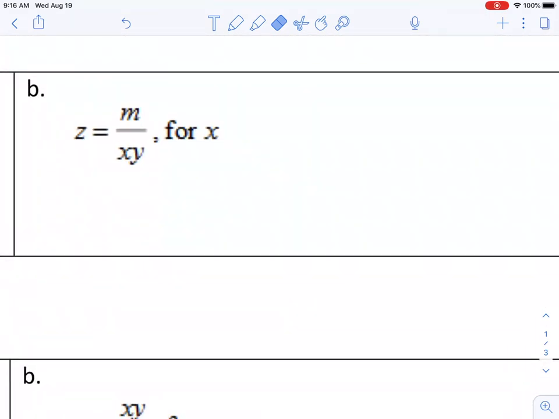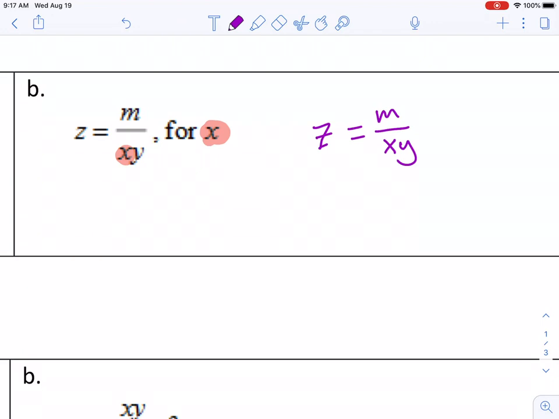Okay, in B, we have z equals m divided by x over y. So I like to start by reading my equation, get a feel for what's happening, and we know this is x times y here. We have m divided by that, and z by itself. And I'm being told to solve for x, so that means I need to get this x by itself. So I'm going to rewrite that over here. z equals m divided by x times y.